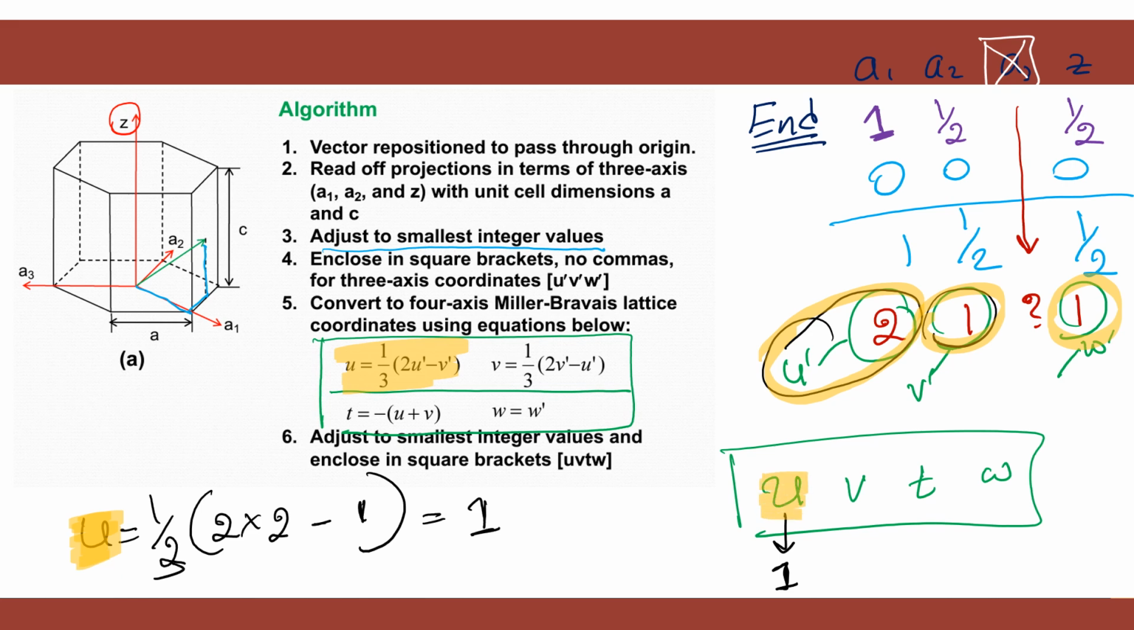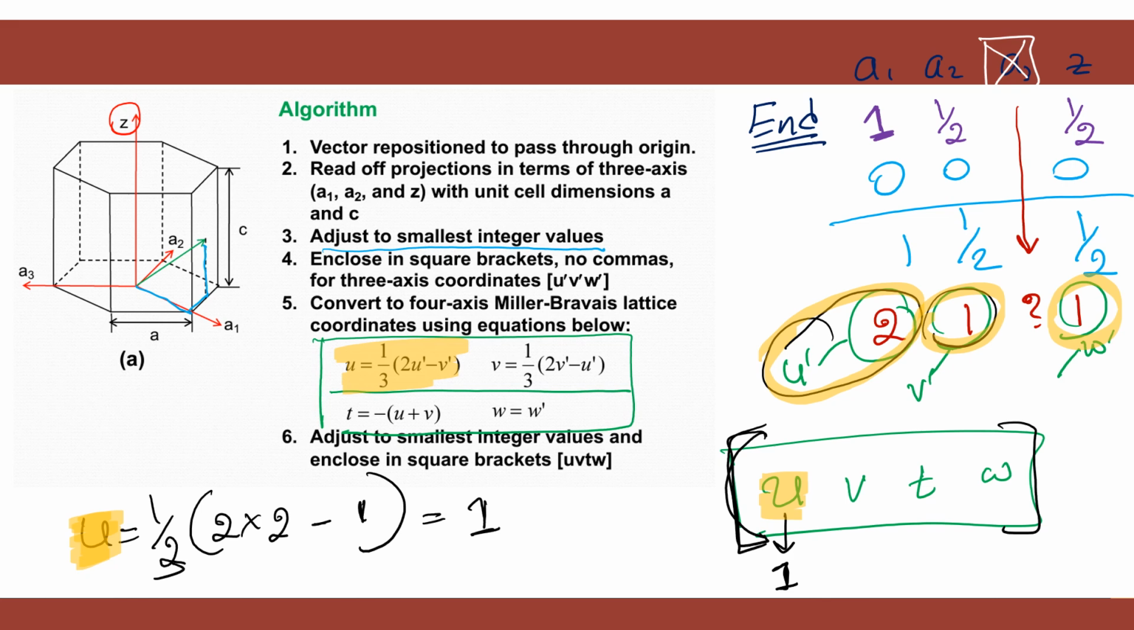Because our Miller index for the direction should have U, V, T and W inside square brackets. So is it clear or not? So that's W dash and one. Yes, this one is W dash.